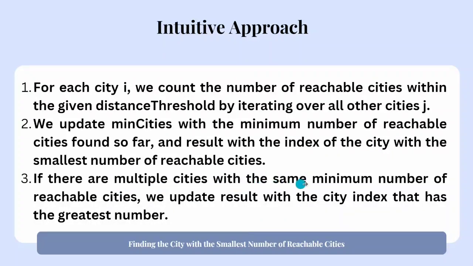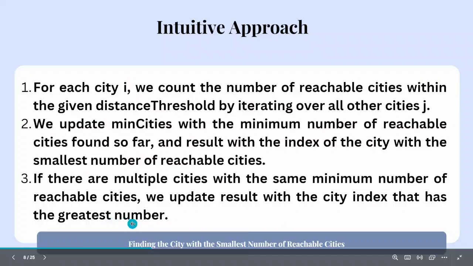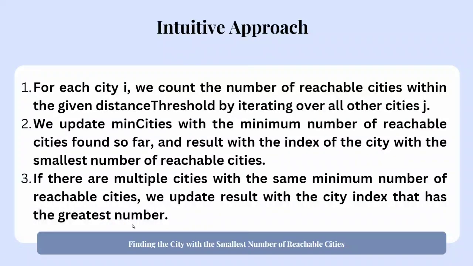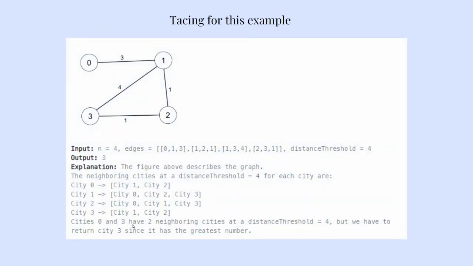If there are multiple cities with the same minimum number of reachable cities, we update result with the city index that has the greatest number. In simple terms, we have to find the city with the smallest number of neighboring cities that have the smallest distance of less than or equal to distance threshold. For clear understanding of the code, before going to the coding part, we will first trace the code for this example.